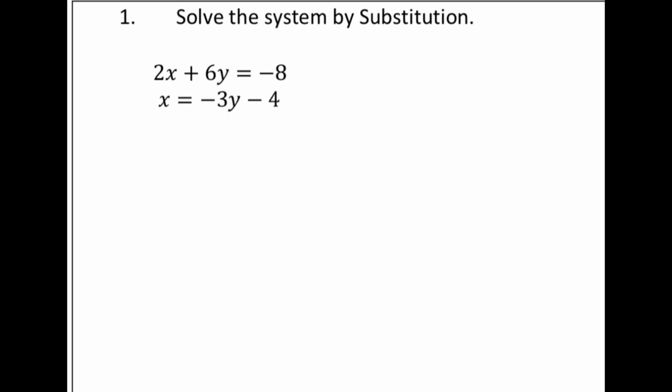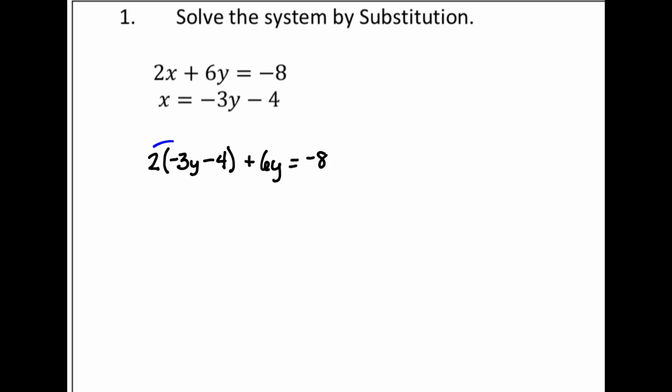So we're going to take this one because it's already solved for x. We're going to take all of this information and put it in for x. Okay, so I'm not going to worry about A and B this time. So 2 times all of the bottom, because that's x. So 2x, 2x, add 6y equals -8.